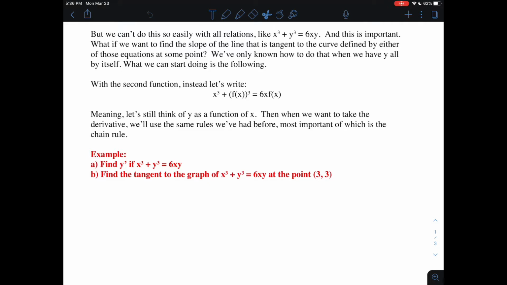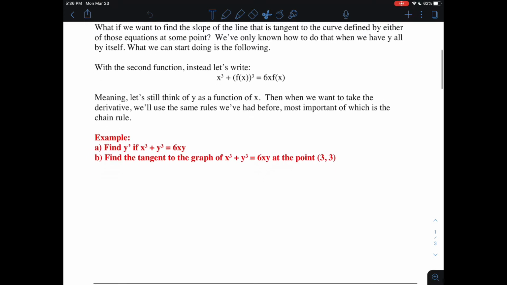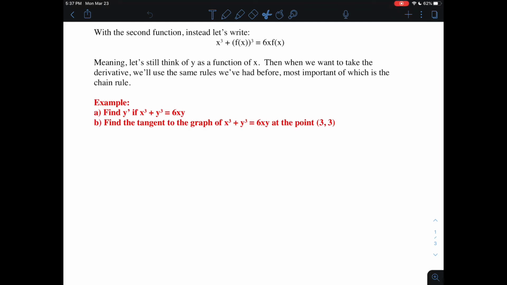Then, when we want to take the derivative, we're going to use the same rules that we had before: product rule, quotient rule, chain rule, all of those things. And the most important of those is the chain rule. So, in this first example, find y prime if x cubed plus y cubed is equal to 6xy. For this, let's just rewrite as we had up there: x cubed plus f of x cubed equals 6x f of x.